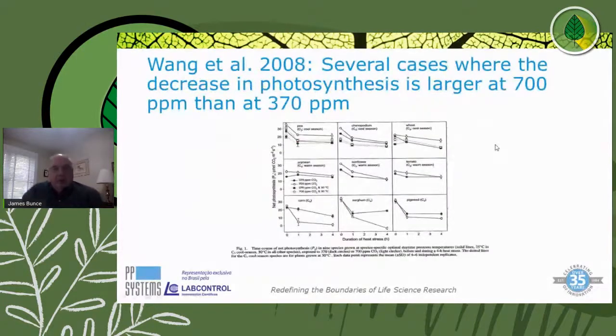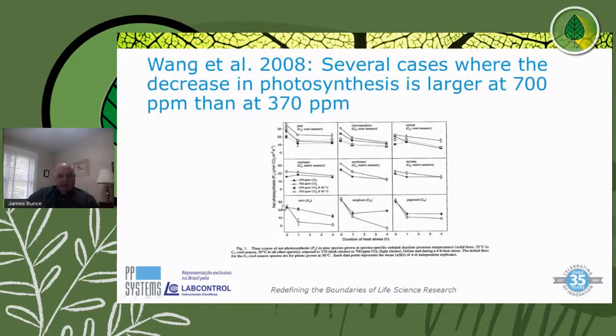So this is just some literature. This is a publication by Wang et al. And this is just different species grown and kept at either 700 parts per million or 370 parts per million. And looking at, during the duration of a heat stress, whether photosynthesis is inhibited more or less at high CO2. And you can see in a case like this, where elevated CO2 initially had higher photosynthesis, both of them come down, but the difference between them disappears. So there's actually more inhibition at elevated CO2 than there was at ambient CO2.